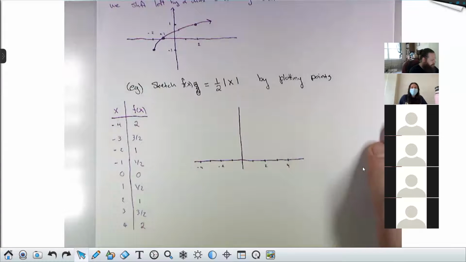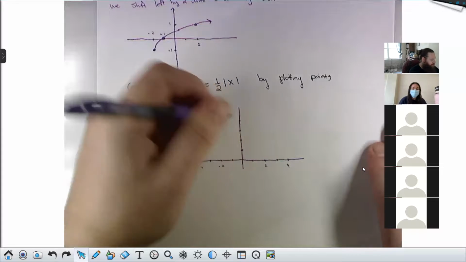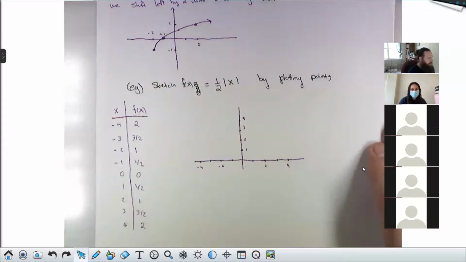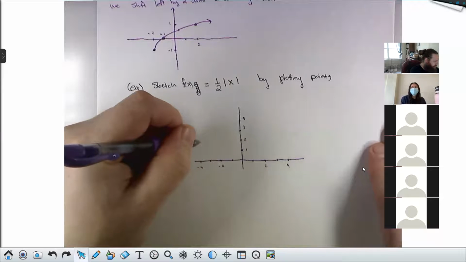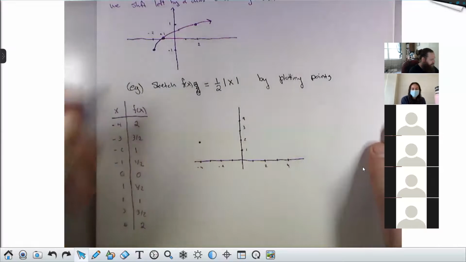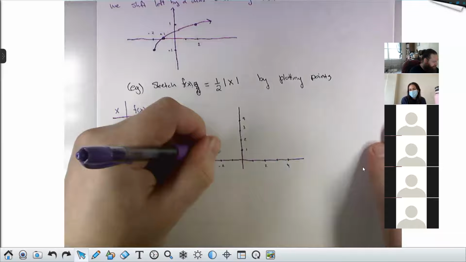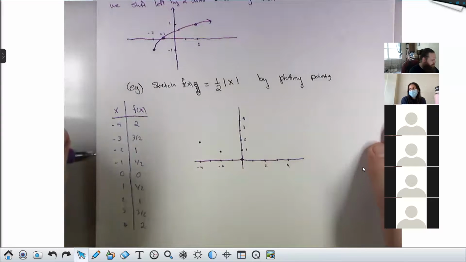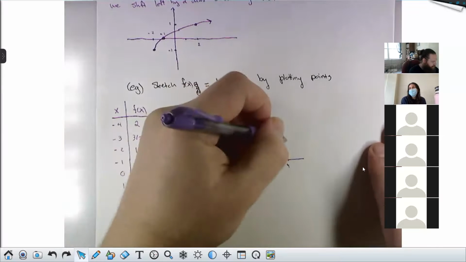All right. And then it's 1, 2, 3, 4, something like that. Okay. -4, 2 is on this graph. -3, 3/2. I'll skip that one. We'll come back and look at it. Let's just do the nice ones. So -2, 1. 0, 0. 2, 1. And 4, 2.